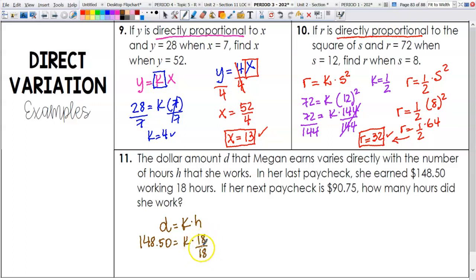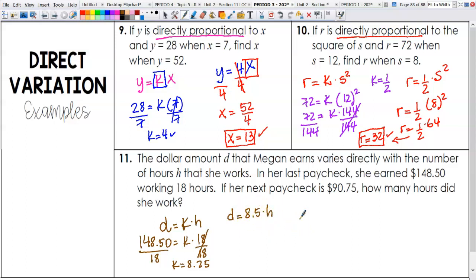So we divide it by 18, right? 148.50 divided by 18, and that is 8.25. So K is 8.25. So that means it's 8.25 times H.